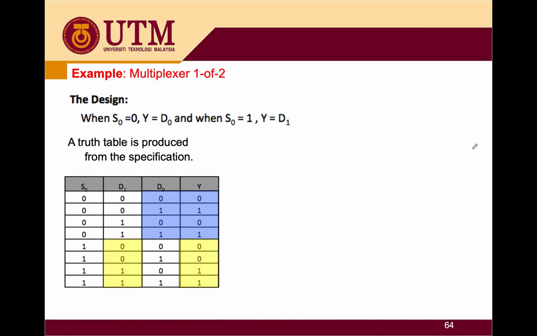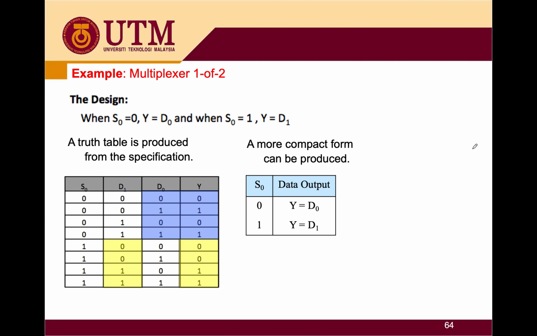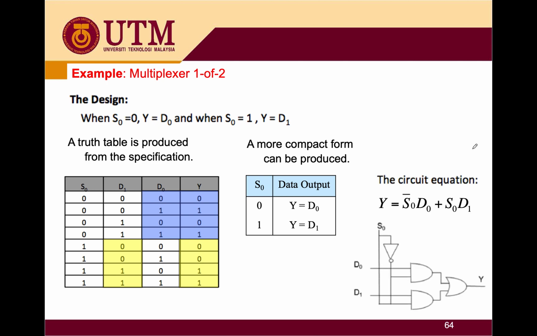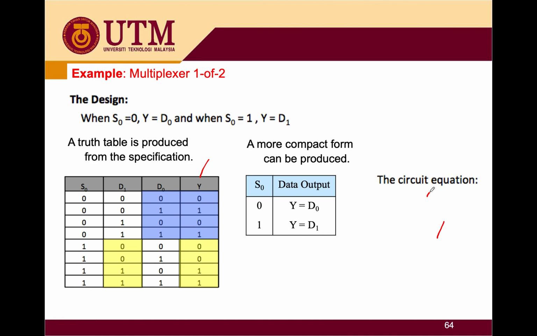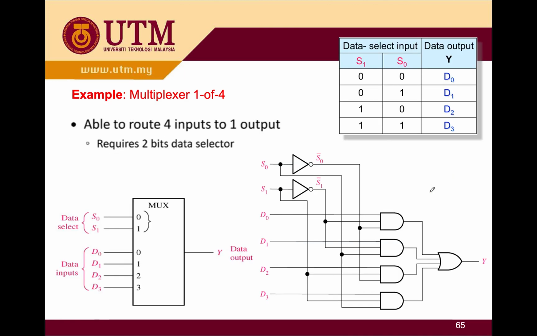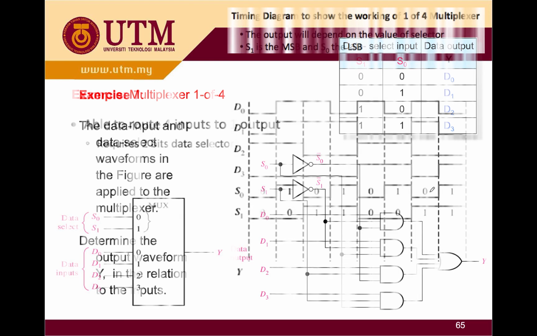So this is a truth table, and a more compact form can be produced. This is the design truth table, and then you also have the circuits. This one is your Boolean circuit equations. There is also another example. This one is 1 of 4, rather than 1 of 2. Now you have many inputs, but your output will be only one.